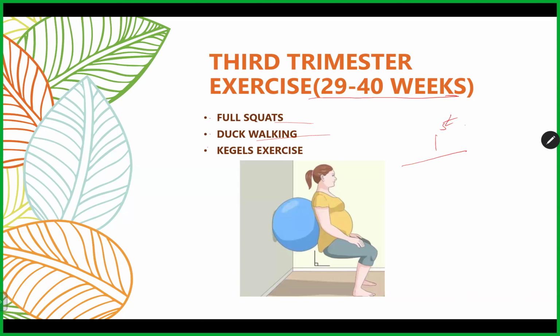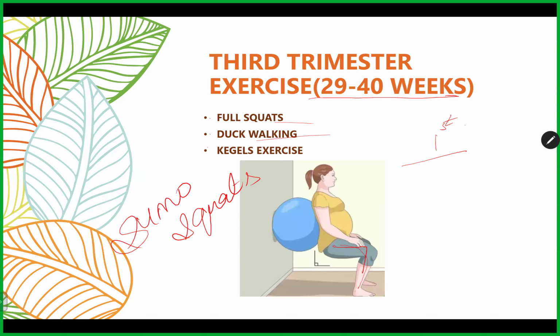Start wall squats. Do it with the ball. Next, you don't have to make them do the normal squats. Make sure they do the sumo squats. Sumo squats are advisable, not the normal squats. Why? Because in normal squats, you can see the abdomen is getting compressed. They can't go fully down.